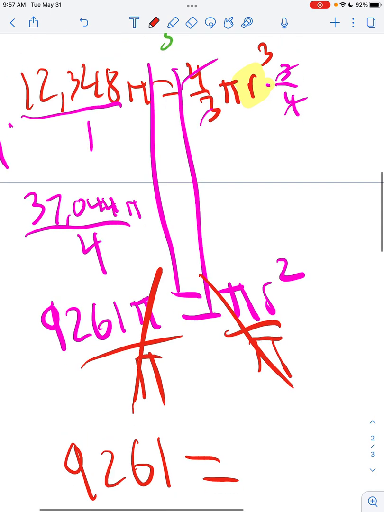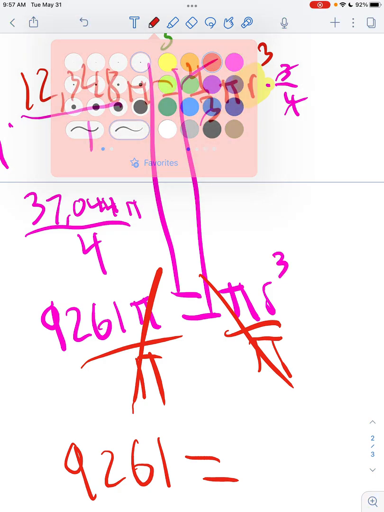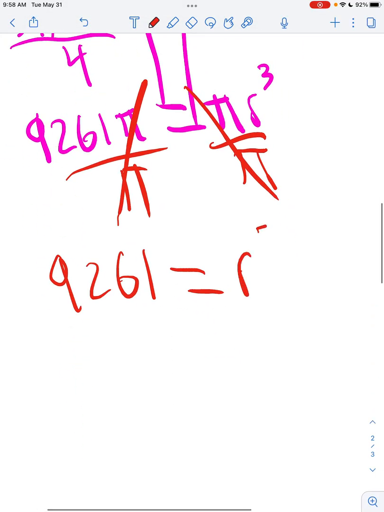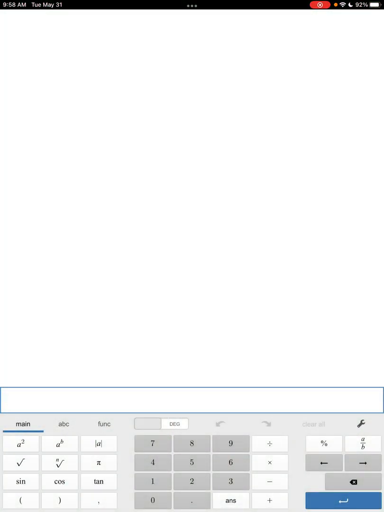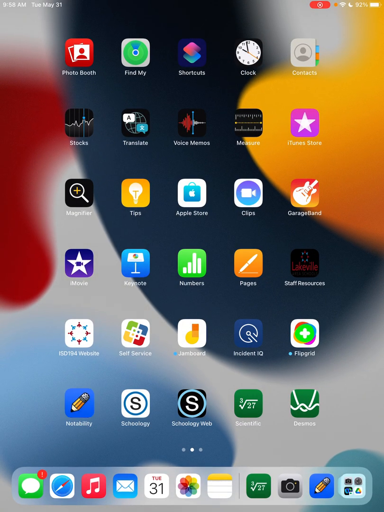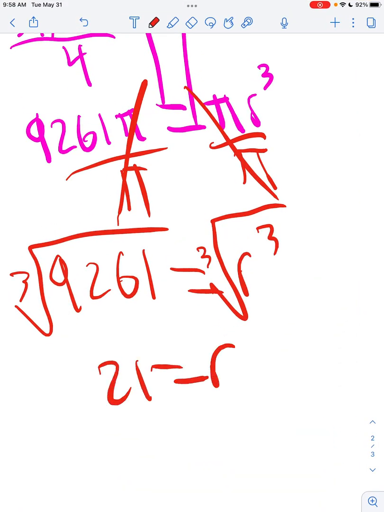And this was not r squared, Mr. Larson. This was r to the third. So that's actually all that we have left, is r to the third power. So we're going to undo that by taking the cube root of this number. Let's use our calculator. So I'm going to say, all right, my function cube root of 9,261 gives me 21. So 21 equals my radius.